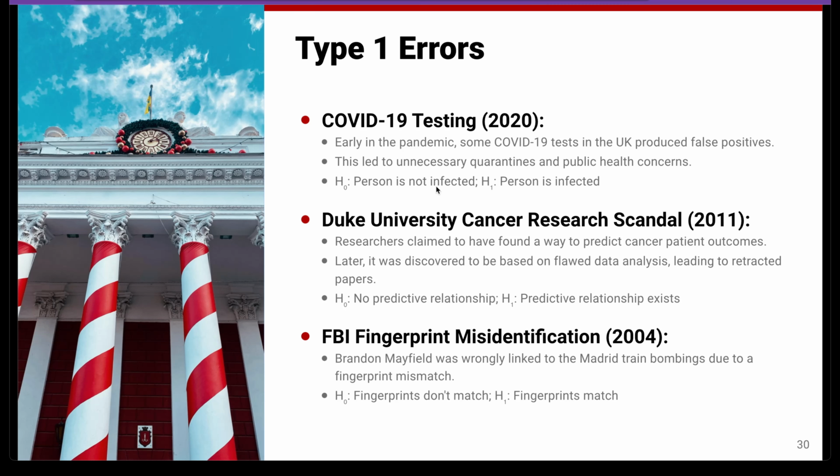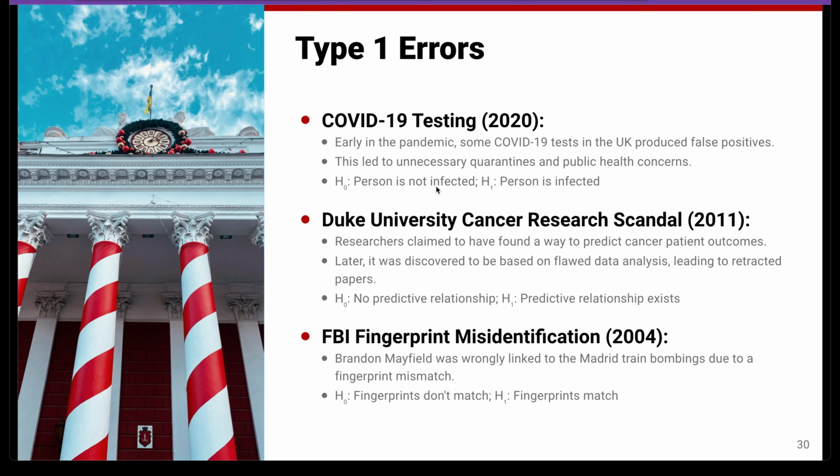Duke Cancer Research. Researchers have claimed to have found a way to predict a person's cancer outcome. Later, it was discovered to be based on flawed data. So our null hypothesis is that there was no relationship. We couldn't predict it. We did a type 1 error, or somebody at Duke did a type 1 error, and said, hey, look, we can predict it.